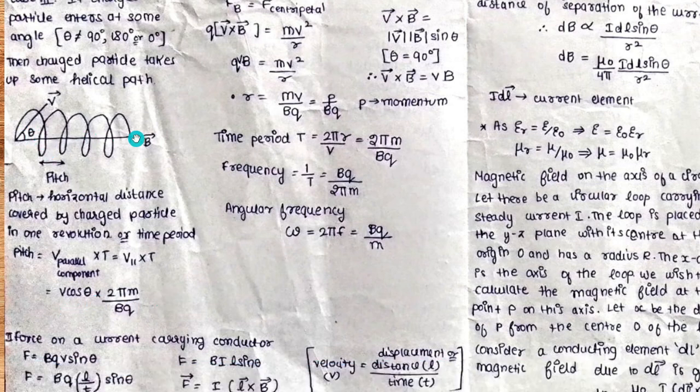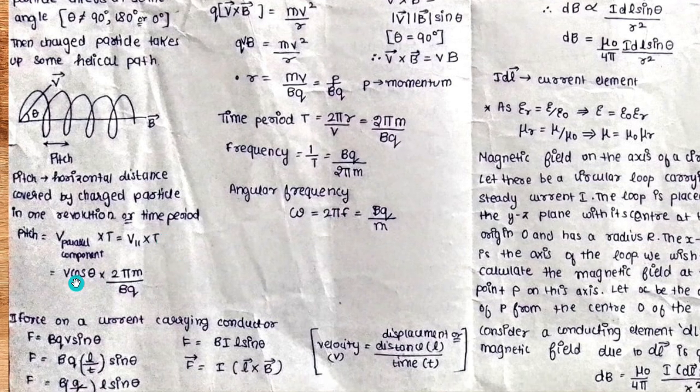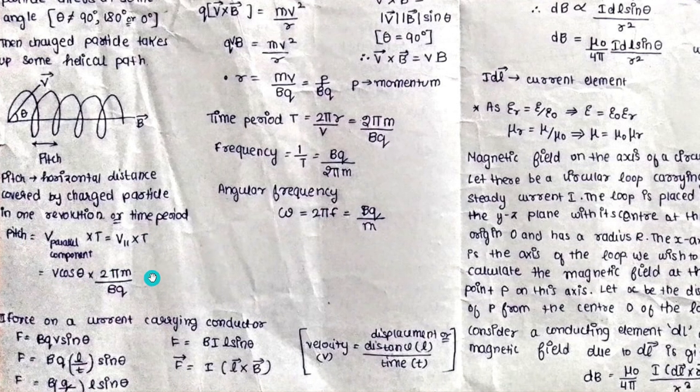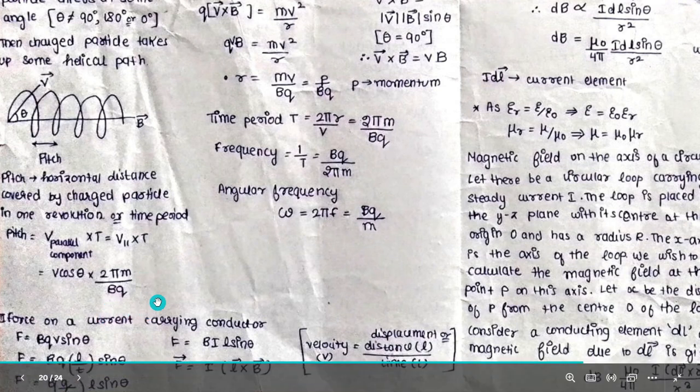So what is the parallel component of the velocity vector with the magnetic field? It is this component, and if I have theta here, this is cos theta, the adjacent side. So V cos theta into, what is my time period? It is 2 pi m by bq. So the formula for pitch is V cos theta into 2 pi m by bq.